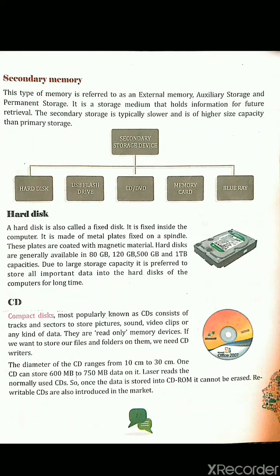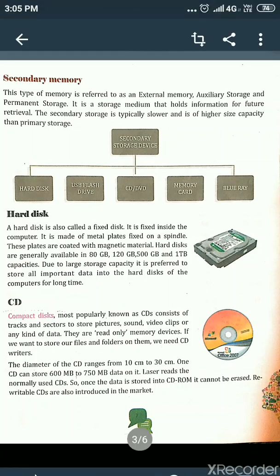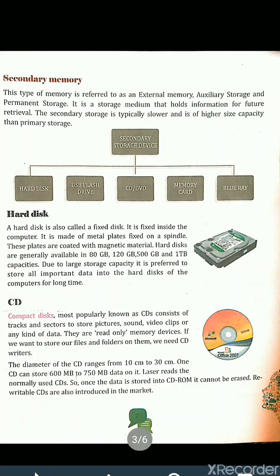Secondary storage devices are hard disk, USB flash drive, CD, DVD, memory card, Blu-ray, etc. First, hard disk. It is the main storage medium for computers. Due to the large storage capacity, it is preferred to store all important data in the hard disk of the computer for a long time. A hard disk is also called a fixed disk.